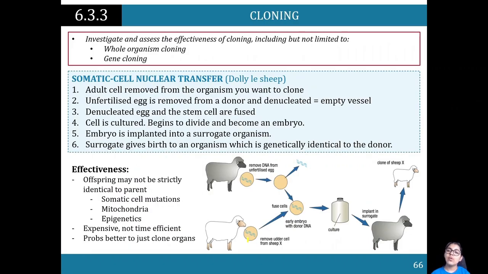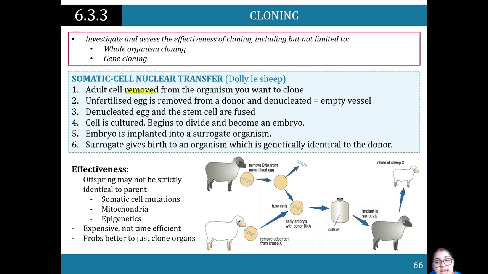Okay, let's now look at cloning. We're going to talk about whole organism and gene cloning. So, whole organism cloning, biggest example is the very famous Dolly the sheep. So it uses somatic cell nuclear transfer. Somatic cell nuclear transfer involves the removal of an adult cell from the organism that we want to clone.